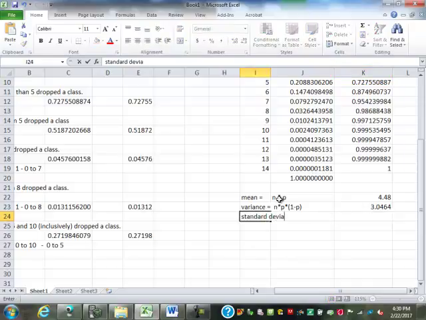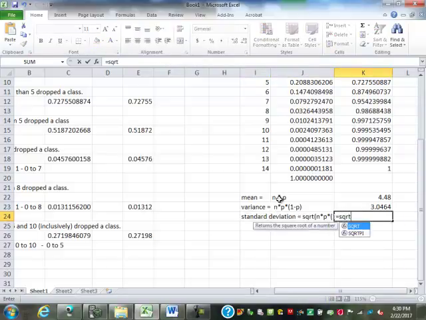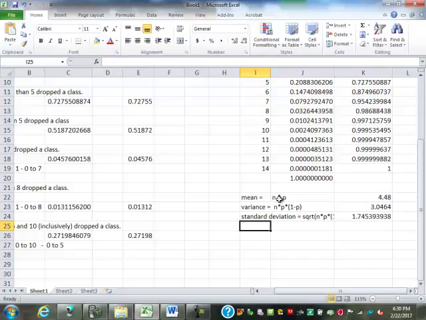Standard deviation is just equal to the square root of the variance. So that's the square root of n times p times 1 minus p. So that's going to be equal to, I'm just going to be lazy and take the square root of the variance right above it. So 1.745. That's basically it for the binomial distribution.